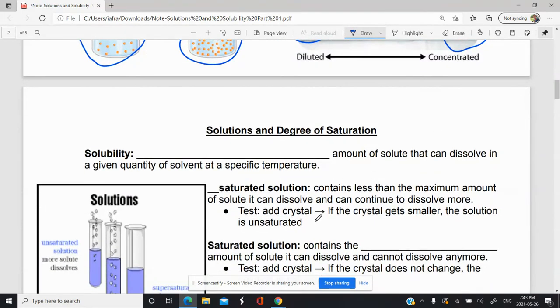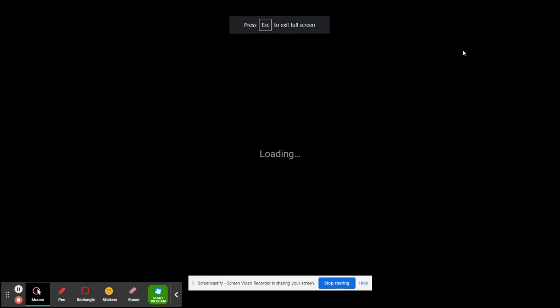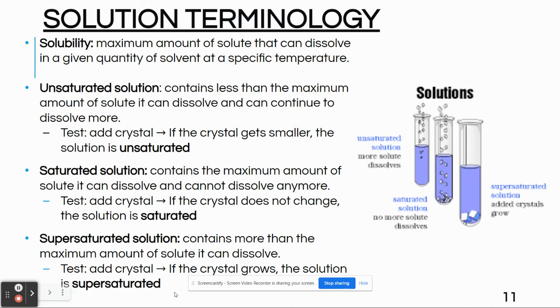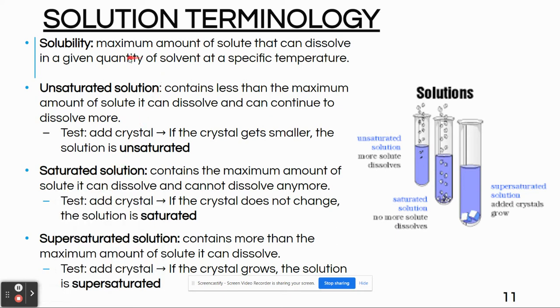So now we're going to take a look at terminology related to solubility and what solubility is. We often use that term and throw it around without properly defining it. So solubility really refers to the maximum amount of solute that can dissolve in a given quantity of solvent at a specific temperature. So what's the maximum solute you can put in that solvent at this temperature, for example? Okay, that's what solubility really means.